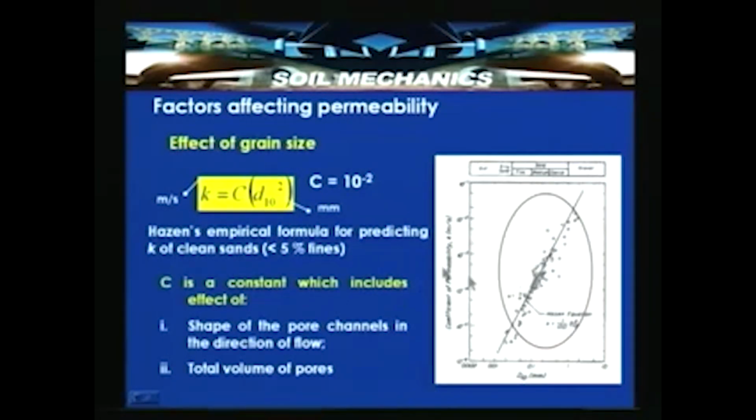So, that is the reason why it is said to be valid for sandy soils. And another question is why only D10 is selected. D10 is selected because the smaller particles control the size of the pore channels. Suppose there are large particles with large pore spaces; these can be filled with small particles, and then the pore space can be reduced.